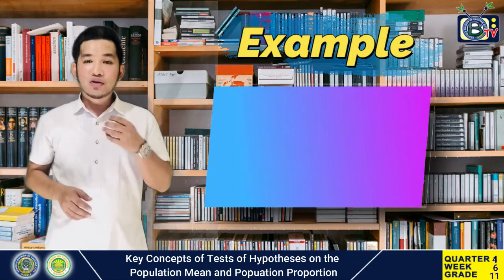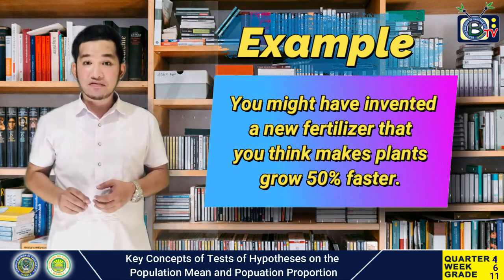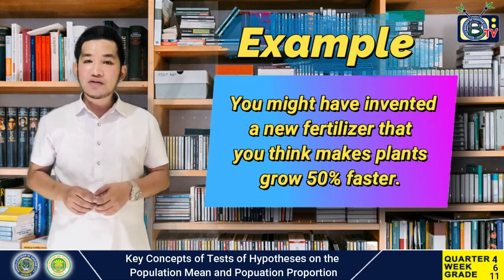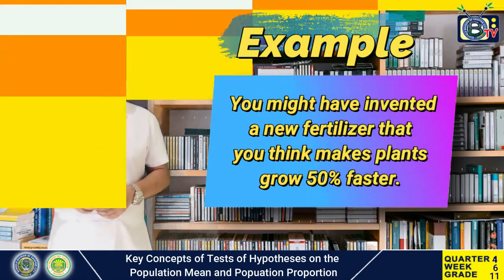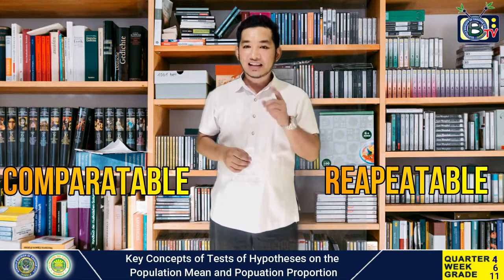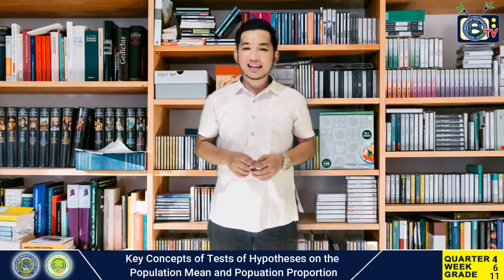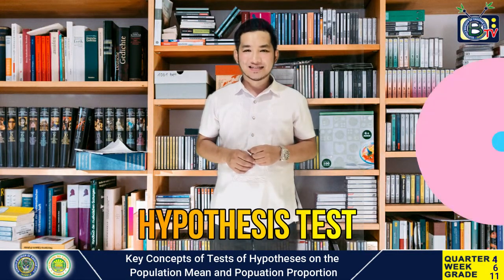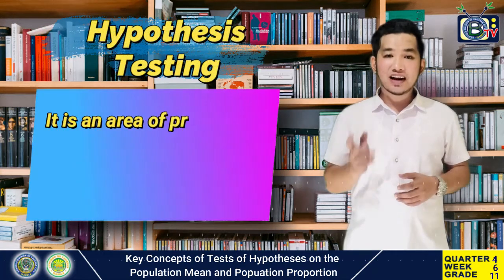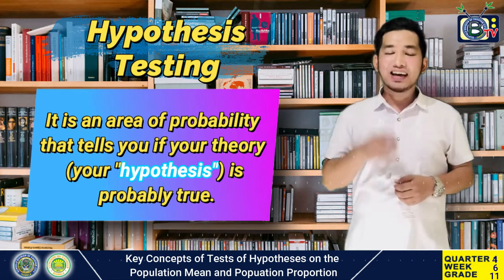For example, you might have invented a new fertilizer that you think makes plants grow 50% faster. In order to prove your theory is true, your experiment must be repeatable and compared to a known fact about plants. Take note that in this example, that is probably the average growth rate of plants without the fertilizer. We call this type of statistical testing a hypothesis test. Specifically, it is an area of probability that tells you if your theory, your hypothesis, is probably true.